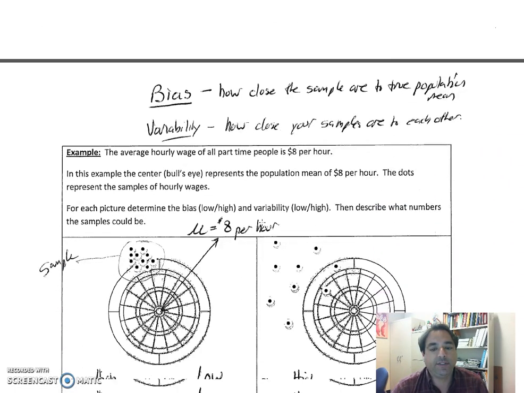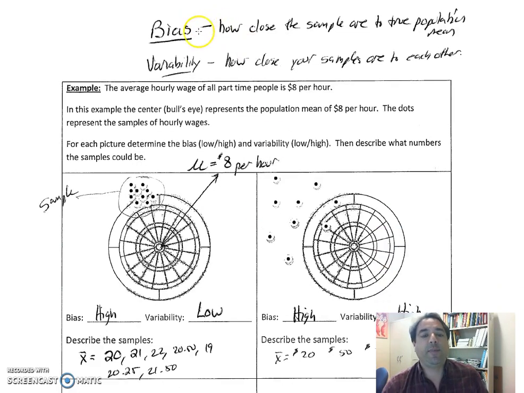And so again, here are those definitions, bias and variability. Remember, bias is how close the samples are to the true population mean, and variability is how close your samples are to each other. So let's say the average of all part-time employees is $8. We'll call that $8 bullseye. And if you ever play darts, usually bullseye is the best thing. So let's call the true population mean the bullseye. And then these circles are like our darts.